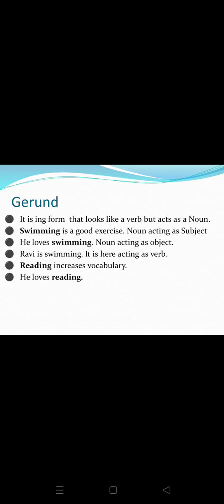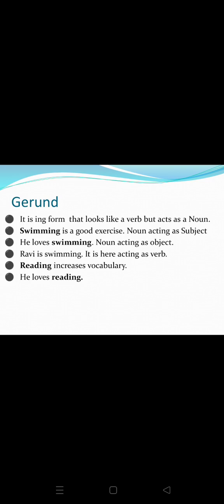He loves swimming. Now, swimming over here is acting as a noun. He loves what? Acting as an object. Whenever we get an answer to what, we get an object. So, swimming over here is acting as an object and playing the role of a noun. So, it is a gerund.